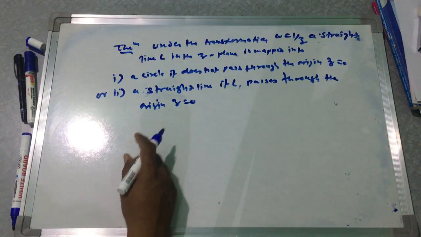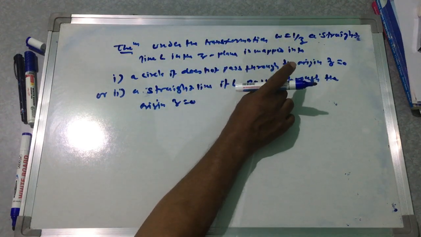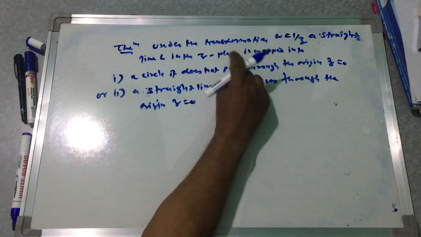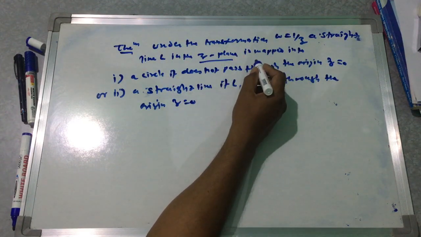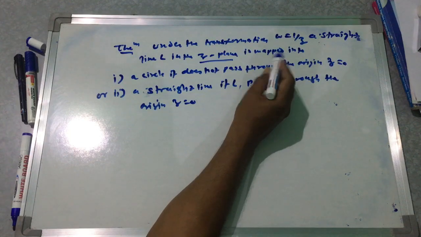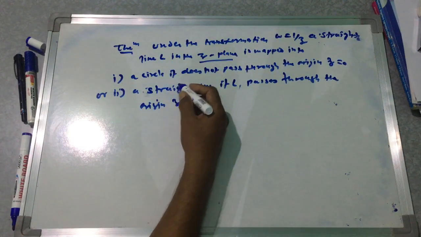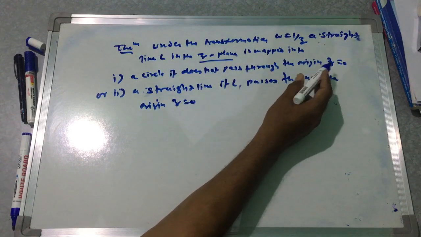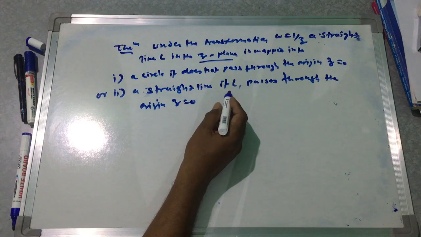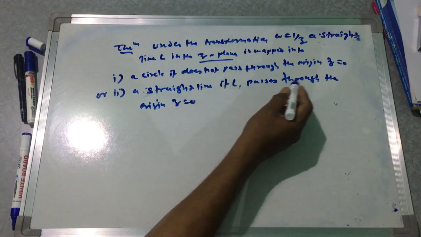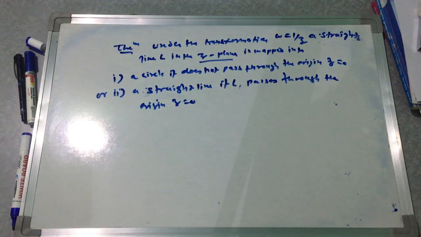It means under the transformation W equal to 1 upon Z, a straight line L in the Z plane is mapped into, number one, a circle if L does not pass through the origin Z is equal to 0, or a straight line if L passes through the origin Z is equal to 0. Understand?